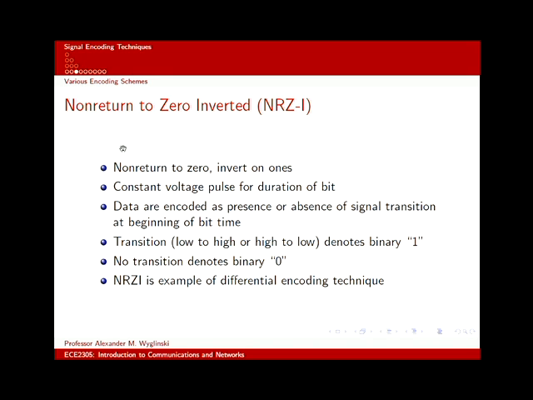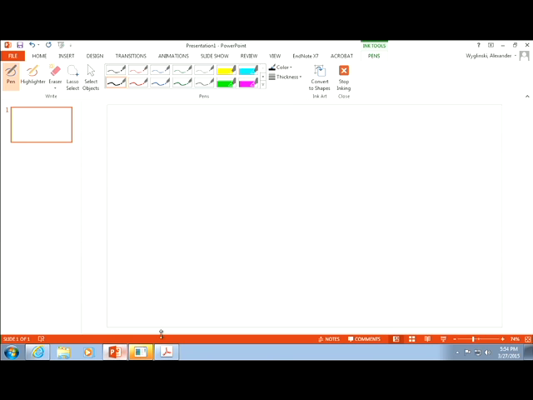So it's pretty cool. You have a constant voltage pulse for the duration of the bit, but the data is actually encoded based on the presence or the absence of a signal transition. So you transition low to high or high to low, and that denotes that a 1 has been transmitted. If nothing changes on every t seconds, that means a zero is transmitted. Okay? So let's look at that. I'm going to try to do my best. It's a little bit wonky, but okay?